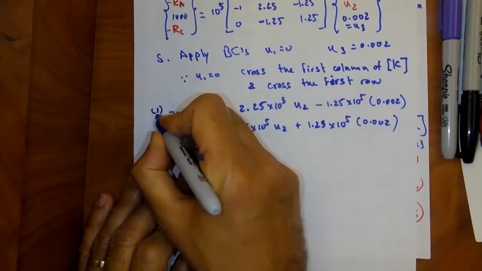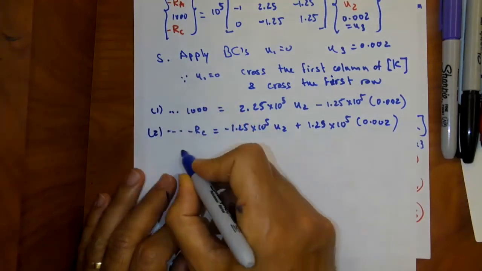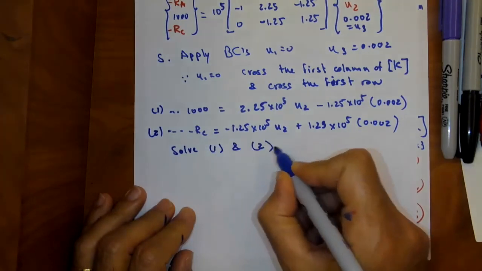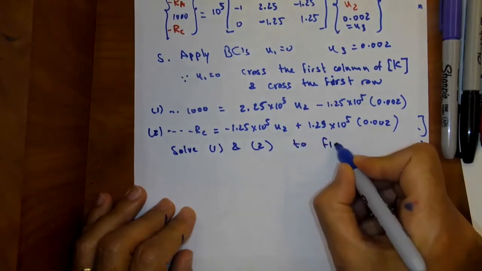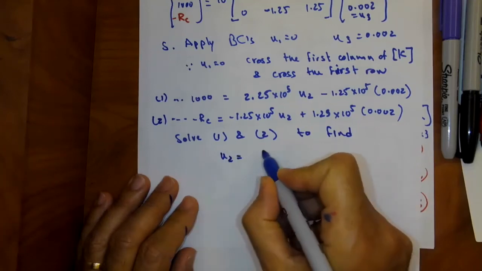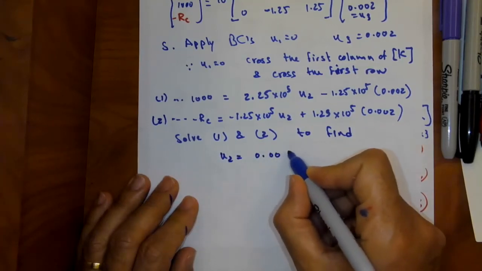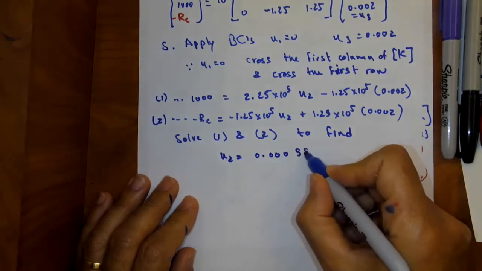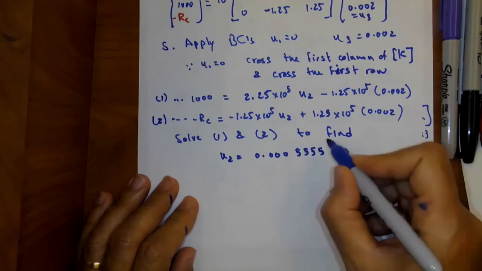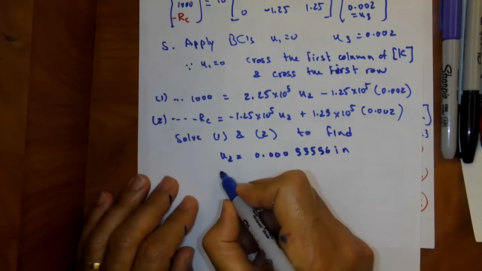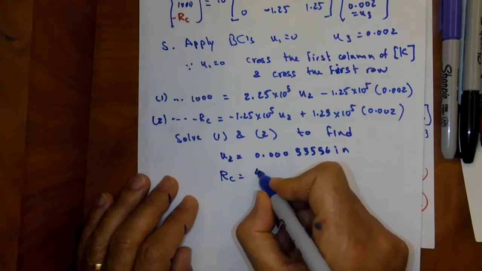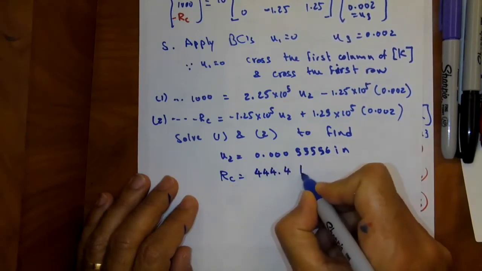If I call this equation 1 and equation 2, we can solve 1 and 2 to find that U2 is equal to 0.000555 inches. Really, they're going to be 6 eventually. And RC is equal to 444.4 pounds.